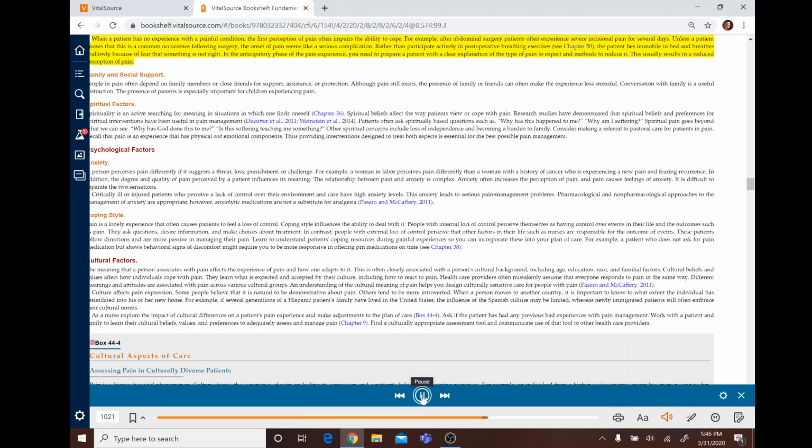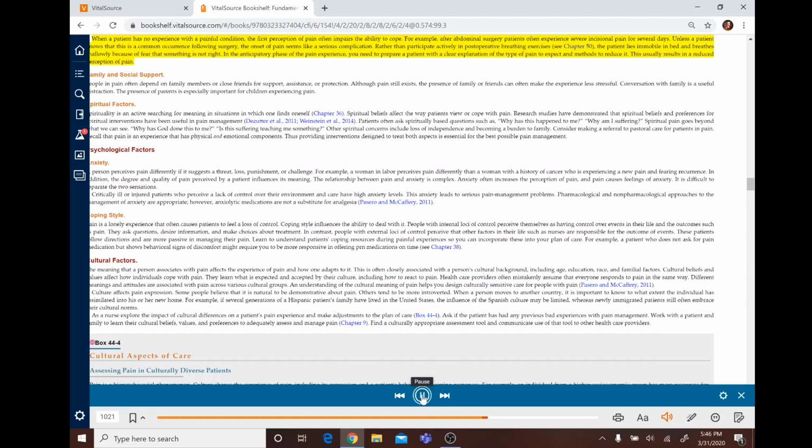When a patient has no experience with a painful condition, the first perception of pain often impairs the ability to cope. For example, after abdominal surgery, patients often experience severe incisional pain for several days. Unless a patient knows that this is a common occurrence following surgery, the onset of pain seems like a serious complication. Rather than participate actively in postoperative breathing exercises, see Chapter 50, the patient lies immobile in bed and breathes shallowly because of fear that something is not right.